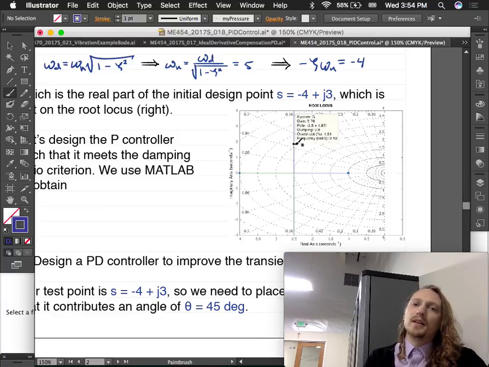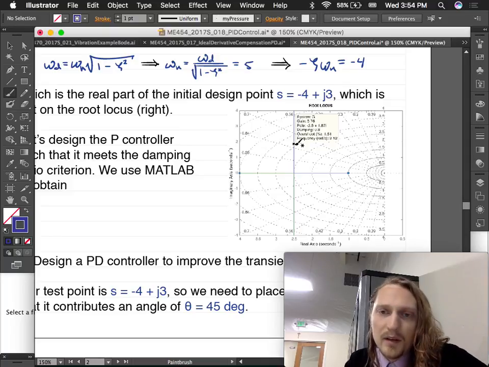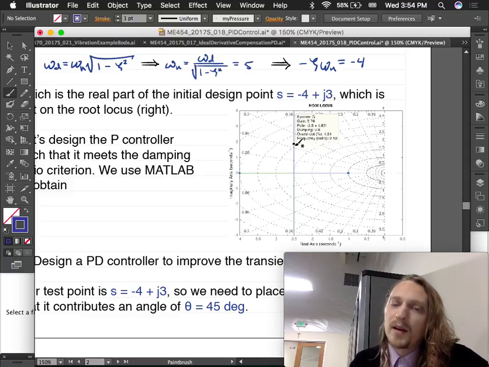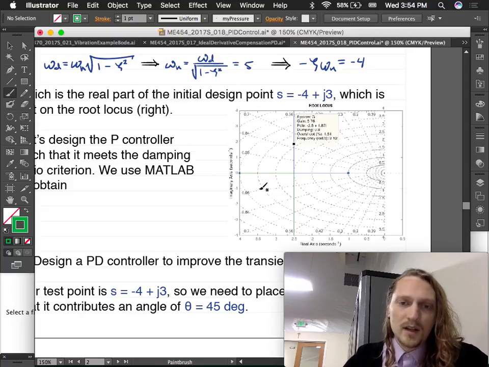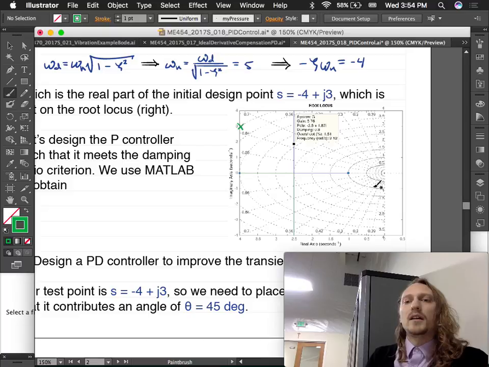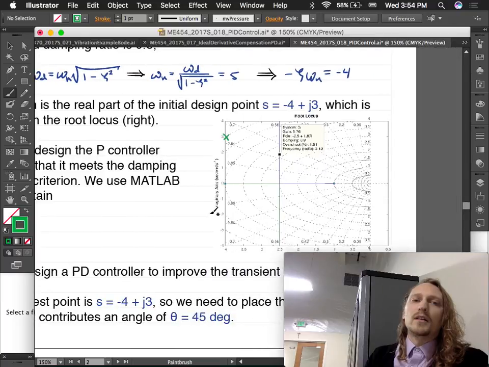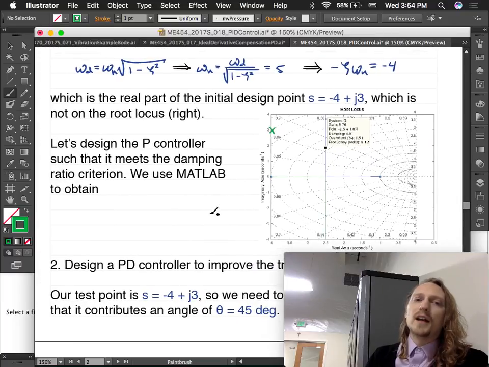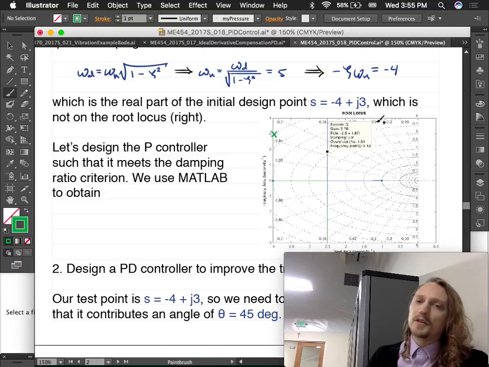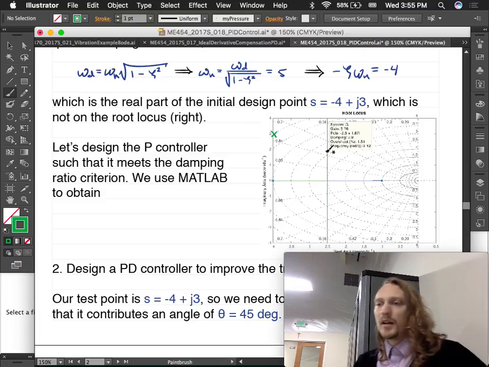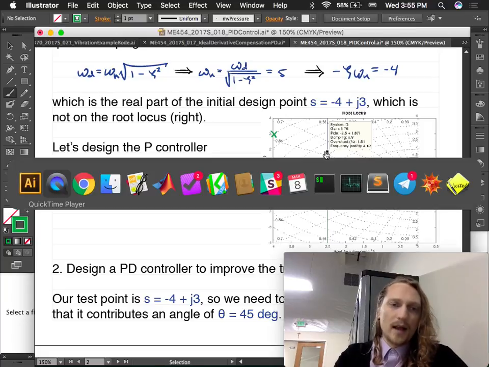So we've got as close as we can do, so our damping at 0.8, we can get to that point. We can get our damping fixed correctly. But we want to be at -4 + J3, which is out here. So this is where we want to be. Now, let's design the P controller such that it meets the damping ratio criterion. So that's what we're going to use MATLAB to do. So we'll switch over to MATLAB.